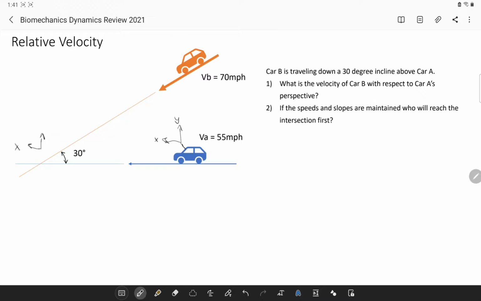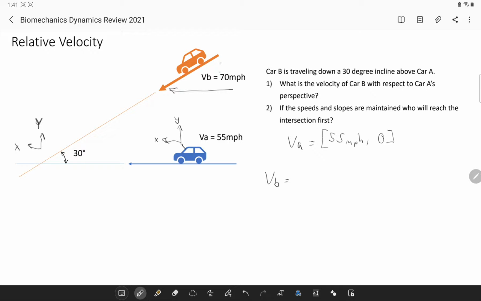So if we say this is our X and Y, let's try to use uppercase X and uppercase Y to keep those separate from the perspective of A. So if I describe the velocity in A as a vector, we can say that it is going in the positive x direction at 55 miles per hour. And it has no velocity in the y direction, so we're just going to say 0. If we look at the velocity in B, it's going to have x and y components, right?